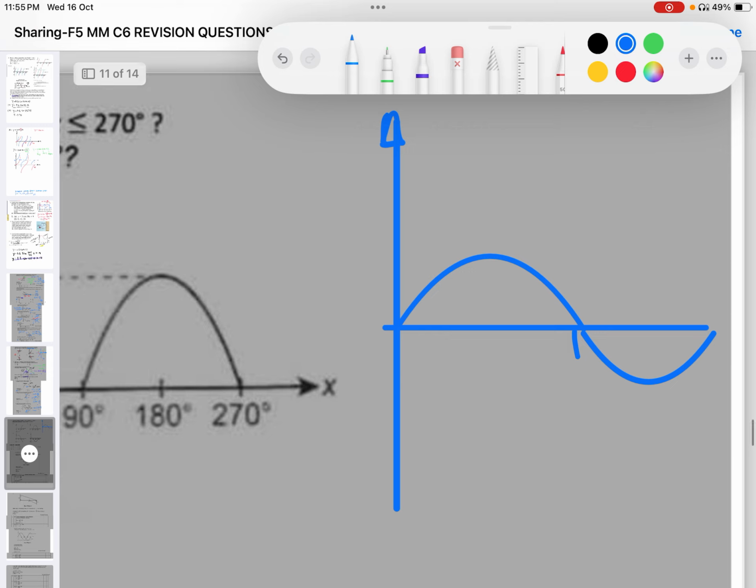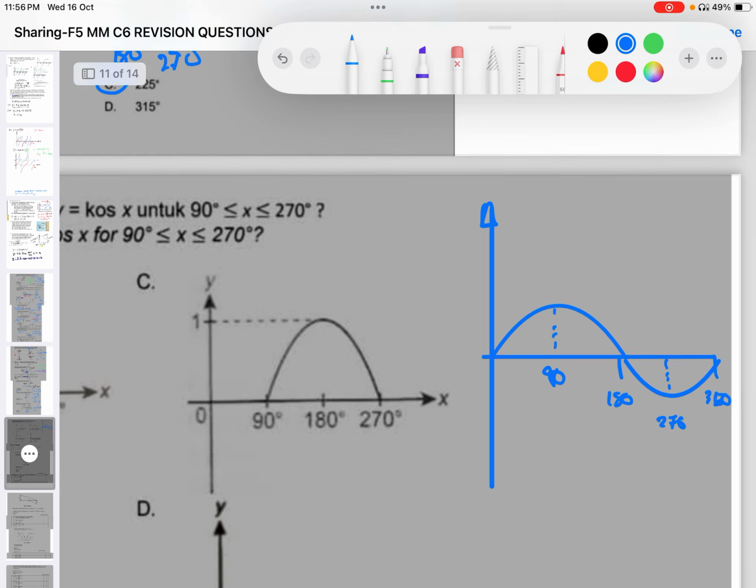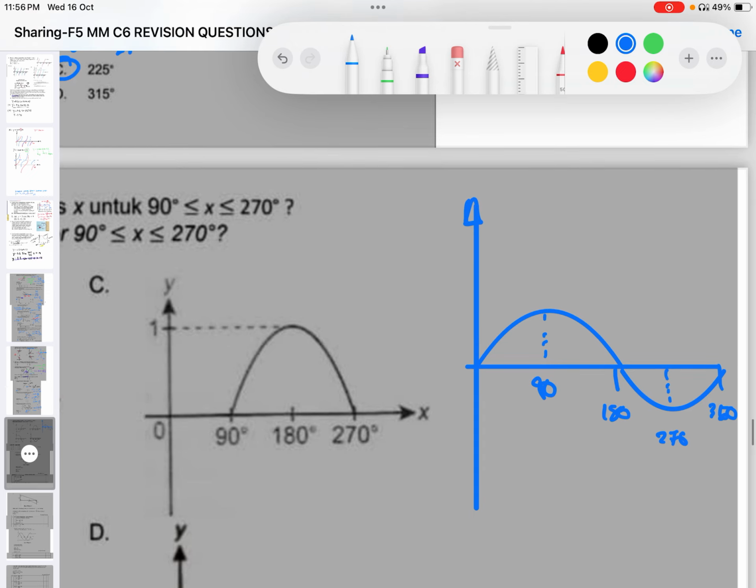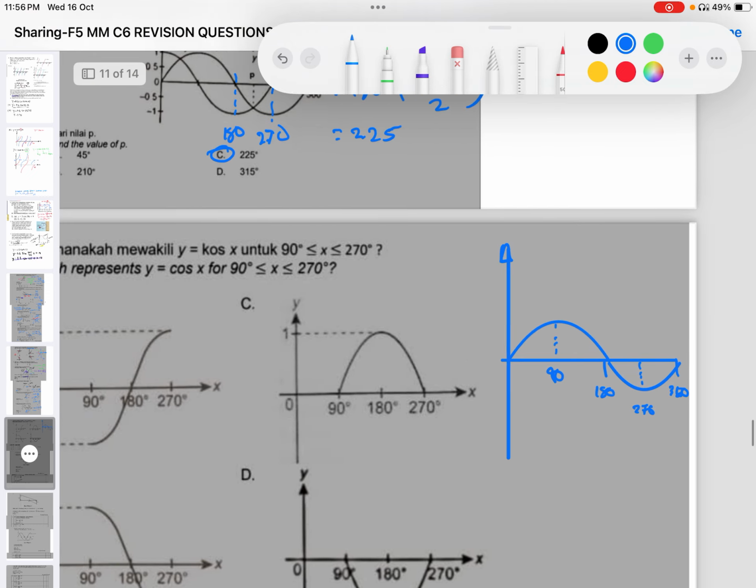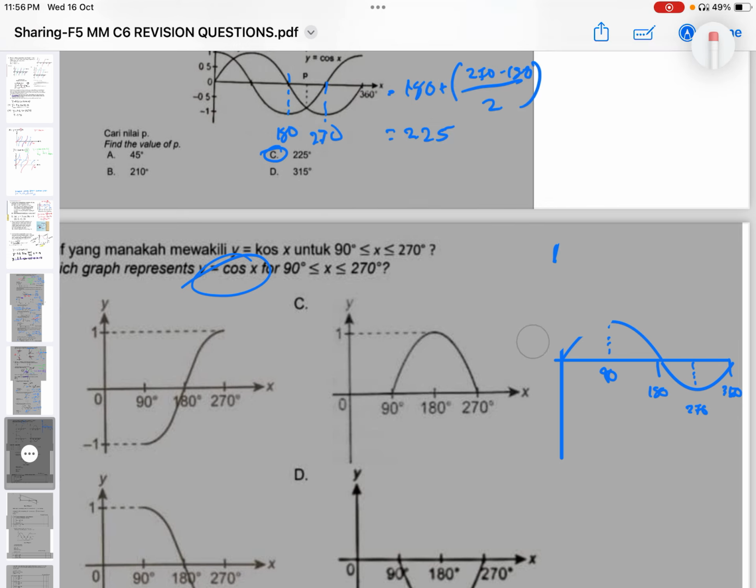So, sini adalah 180, sini adalah 360, sini adalah 90, sini adalah 270. So, sekarang ni dia nak 90 darjah hingga 270. Okay. Oh, pardon. Oh, so dia nak cos. Okay, my fault.